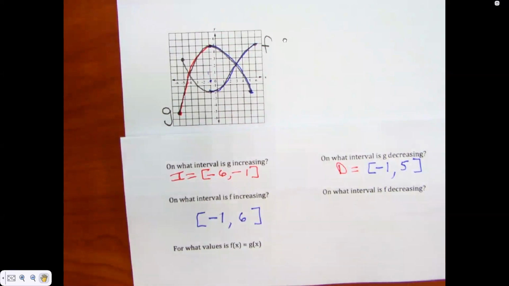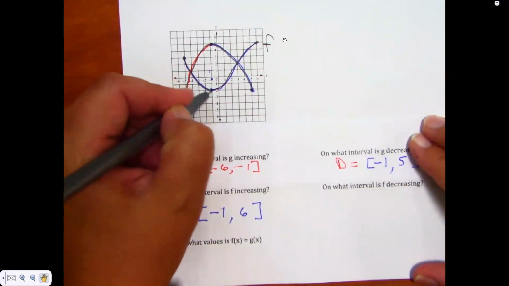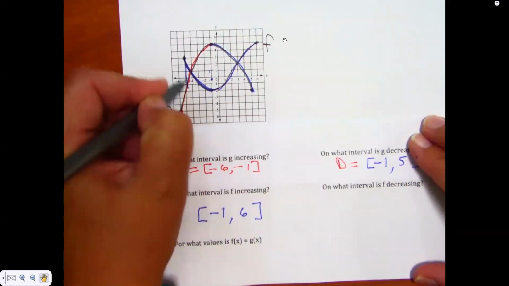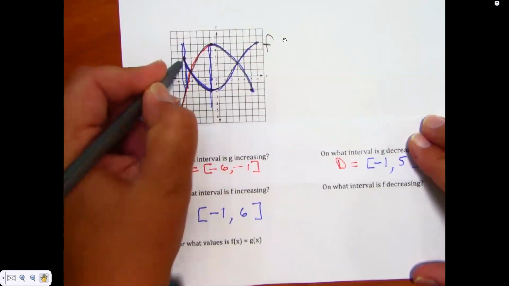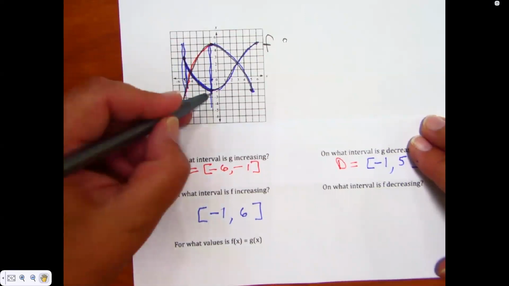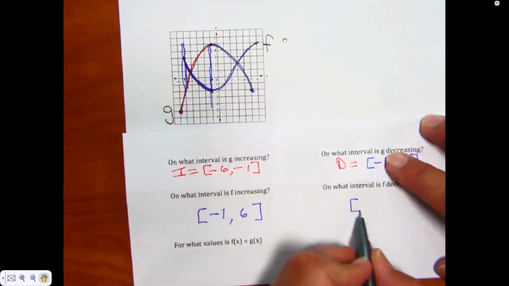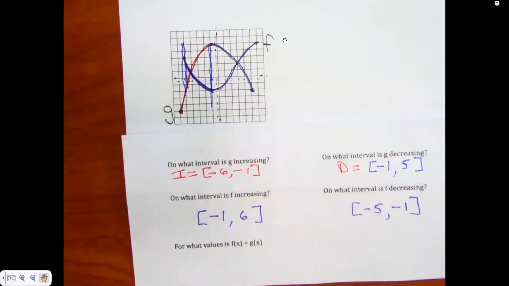Must give X. Make sure that increasing and decreasing are only X values. So it's decreasing here, but I have to state X values. It's decreasing here, but I have to state X values. So it is -5 to -1. And always do left to right. So be careful on that. Your brain's looking one way, but you have to state it left to right.